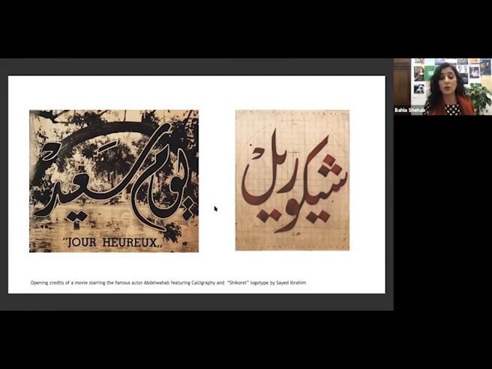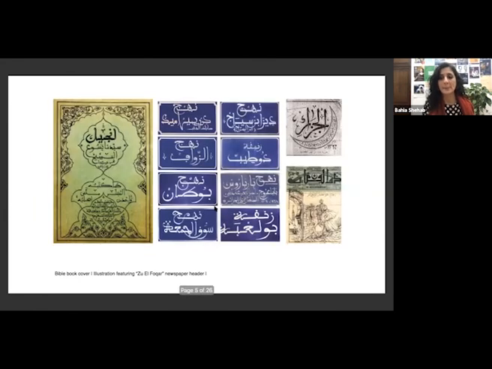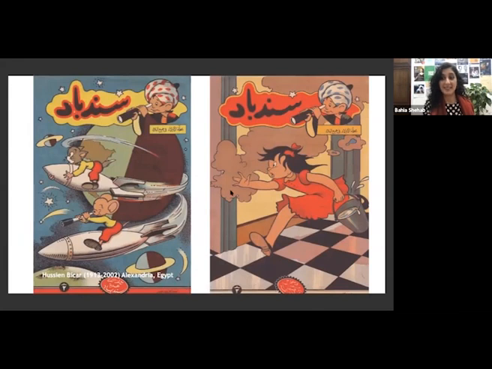And then it could also be art direction for ads or calendars, like in these examples from Algeria. It could be a street sign, it could be the cover of the Bible or the Quran. These are things that people do not consider to be graphic design. It could also be mastheads of newspapers, it could be book covers. Again, street signs, these are examples from Egypt by Said Ibrahim. They could be magazines, a magazine cover for children or grown-ups, and the inside design of a magazine.